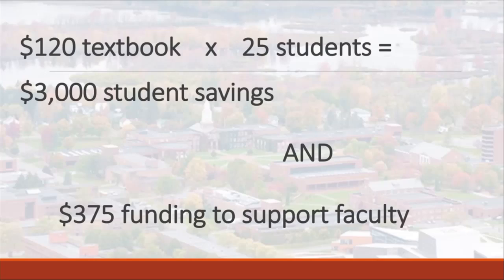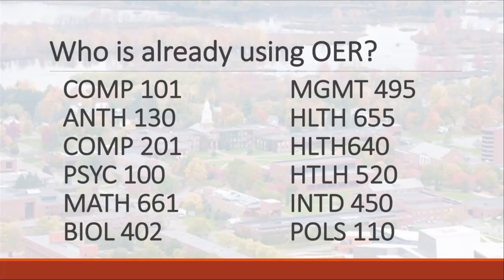Just some quick math: if you have a class of 25 students and the textbook is $120, if you stop using that and choose an OER, then you can save the students over $3,000, which really adds up. And additionally, campus gets $375 to fund faculty support. These are just a few examples of courses on campus here at Potsdam that are already utilizing OER. So this is exciting. This project is already moving forward on campus.